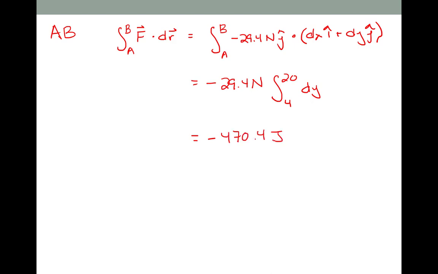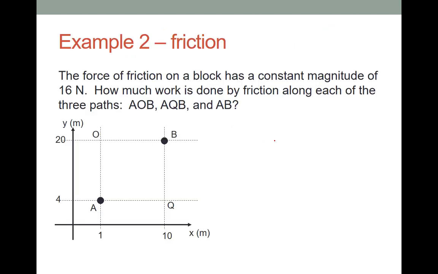Now you're probably thinking, well, path integrals don't seem so bad. Okay, I started off with a special case. Let's go look at a slightly different case where again we have a constant force in magnitude, but it's the force of friction. So along each part of our path, it's going to change direction. We're again going to start with the integral of AOB.